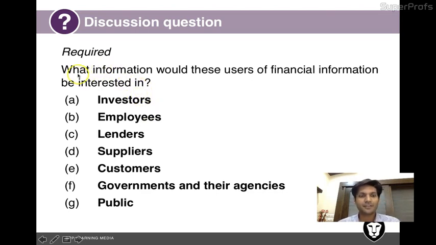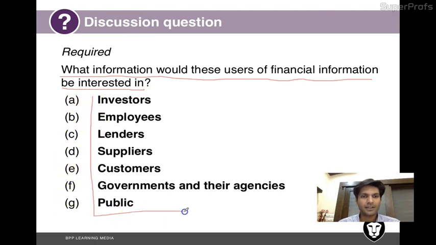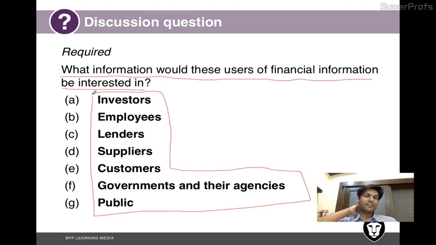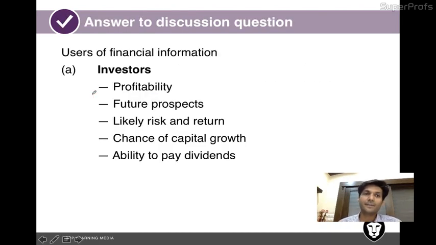The question is what information would these users of the financial information be interested in? Okay, so how many users do we have? 1, 2, 3, 4, 5, 6, 7. So they're asking you to let us know which kinds of information these people would want. Okay, so that's basically a discussion question. So let us see what the answer will be.